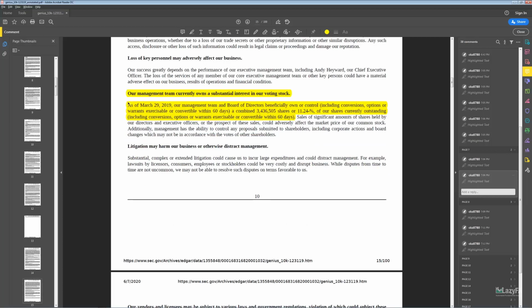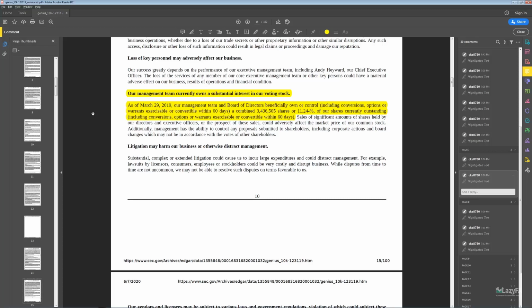Another risk that I saw as key for this particular company is that their management currently owns a substantial interest in our voting stock. They said that they own about 11.24% of our shares currently outstanding. And this might be either a good thing or a bad thing, right? Because it shows that management has a vested interest in the stock price performing well, but it could also indicate that management has an incentive to manipulate the stock price in order to benefit themselves.